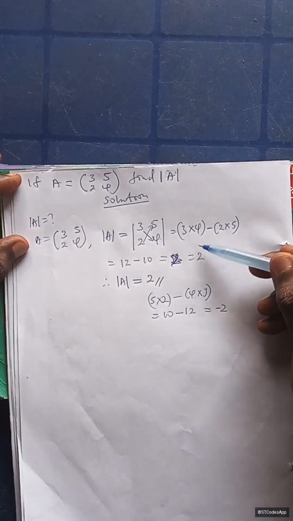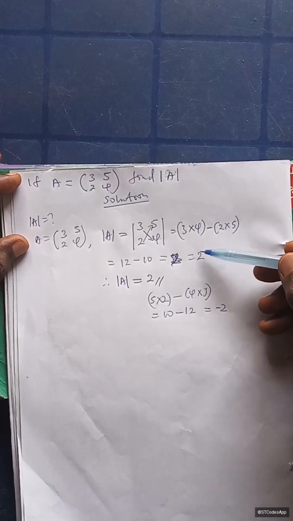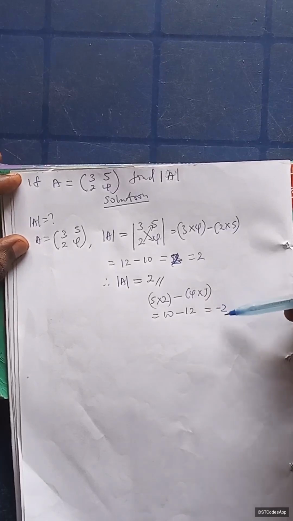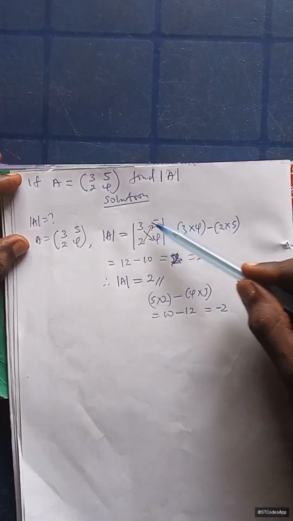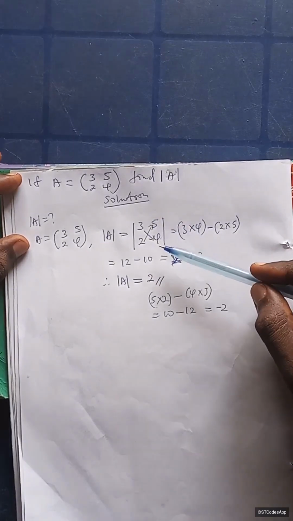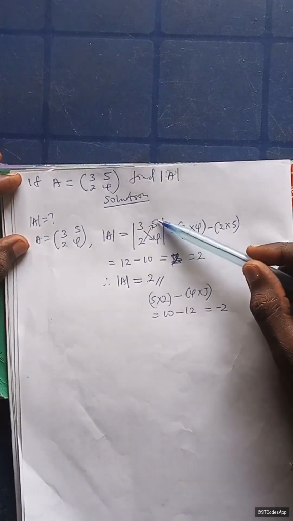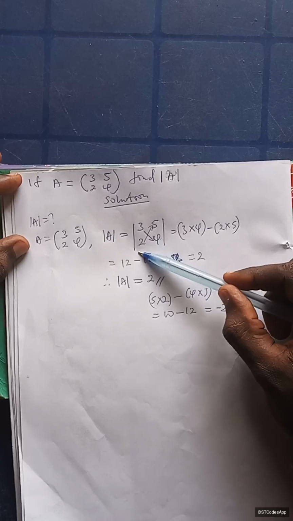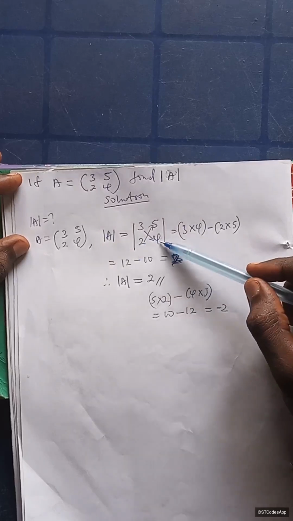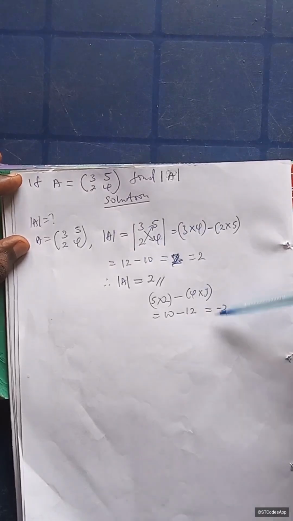Imagine you are having an objective question, having option A to be positive 2, option C to be negative 2. If you don't know the order in which to operate, and you tend to multiply 5 and 2 first before multiplying 3 and 4, second, and subtracting, you end up getting a negative 2.